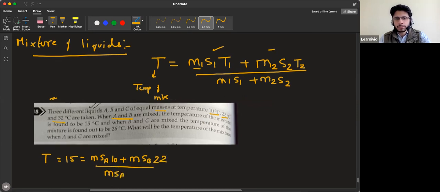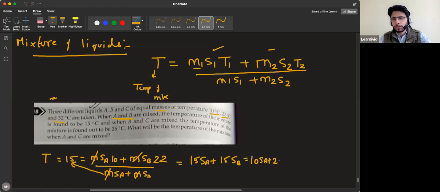divided by M into SA plus M into SB. So see, this M will get cancelled out. You have 10 SA plus 22 SB by SA plus SB, which is equal to 15. So what you can do is multiply it here. We have to calculate a relation between SA and SB. So this will be 15 SA plus 15 SB is equal to 10 SA plus 22 SB. If you take it to the left hand side, you have 5 SA is equal to 7 SB. That's the first equation.